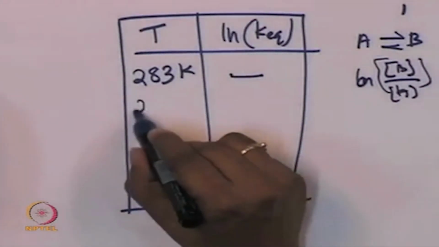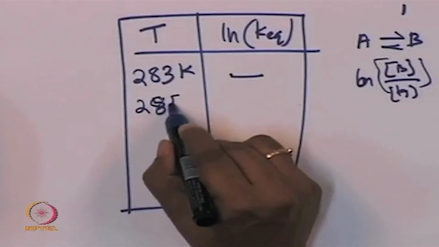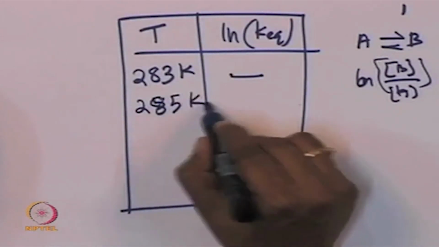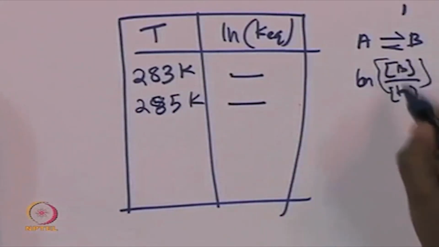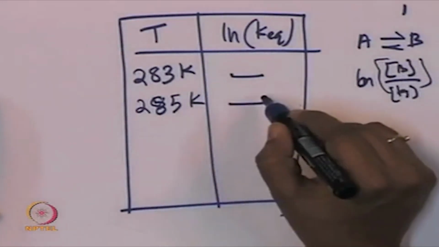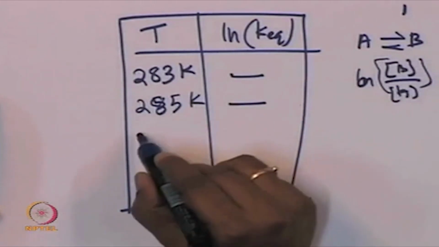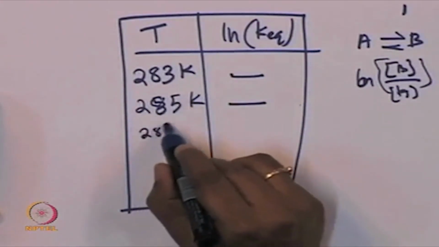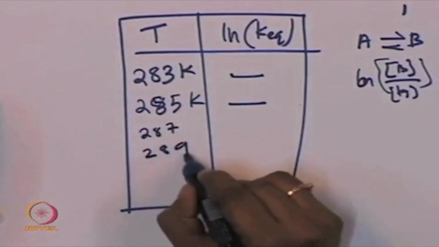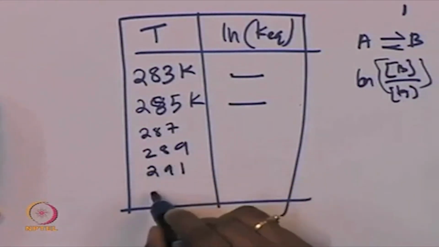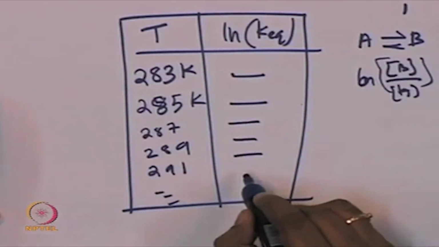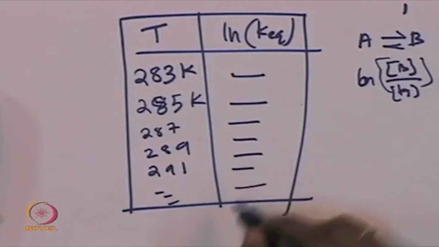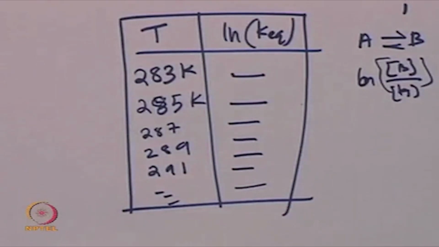Now, let us say you do it at 285 Kelvin. You calculate the ratio, again do the experiment, know the concentrations at equilibrium of B and A, and write down this number here. Like this you can vary 287, 289, 291, and so on and so forth, up to 310, and calculate this value. Then, once you get such a table, you can plot a graph.